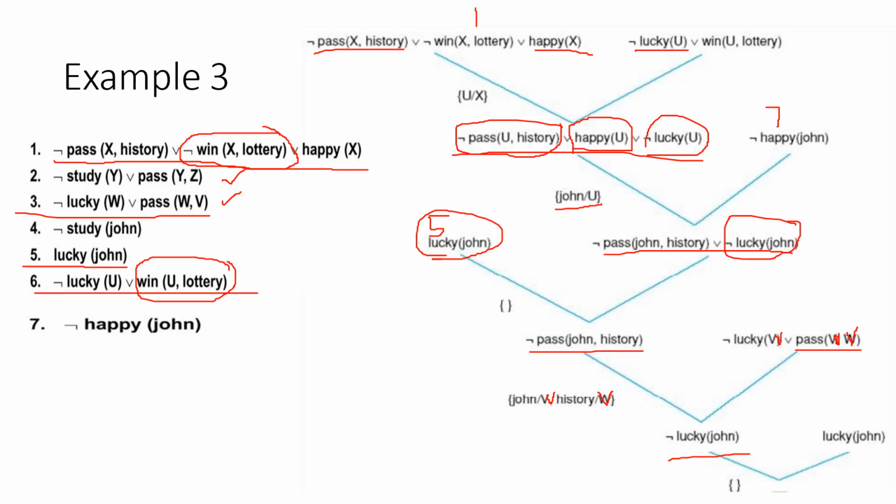In the fifth clause we can see there is lucky John, so we get an empty clause. If we get the empty clause, it means our assumption is wrong. Our assumption was not happy John, so this is wrong, which means John is happy. So we proved John is happy. Thank you.